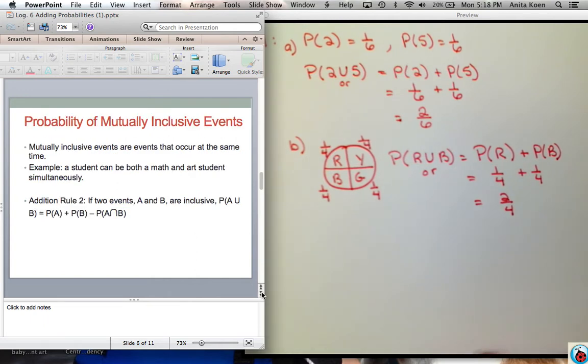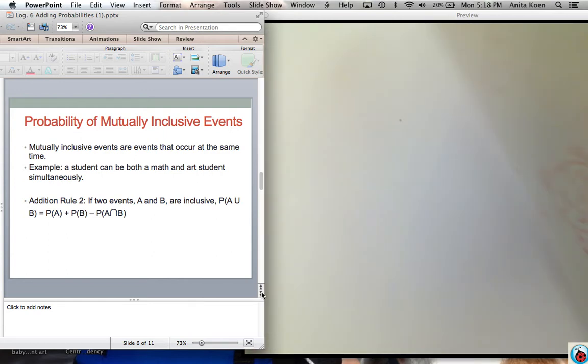Great. Now the next thing that we're going to do is talk about the probability of mutually inclusive events. Mutually inclusive events are events that occur at the same time. Example, a student can be both a math and an art student simultaneously. So I can take math and art at the same time.